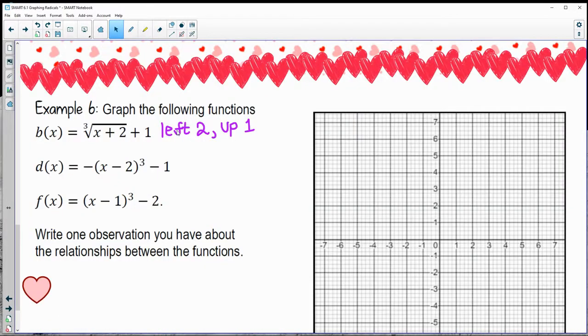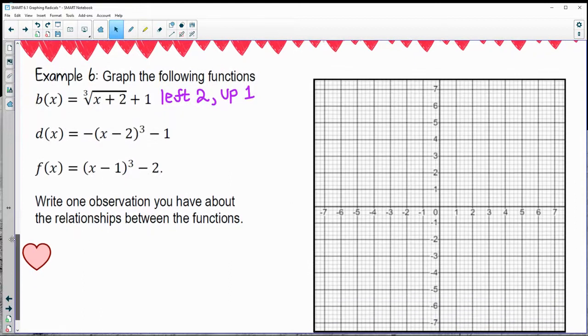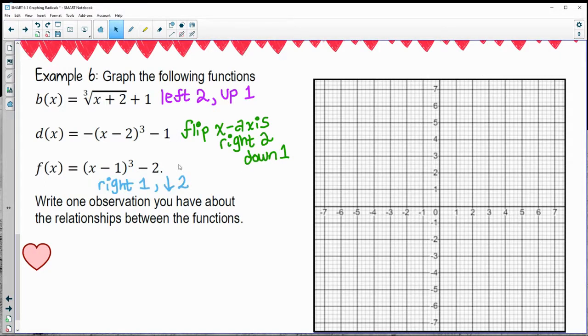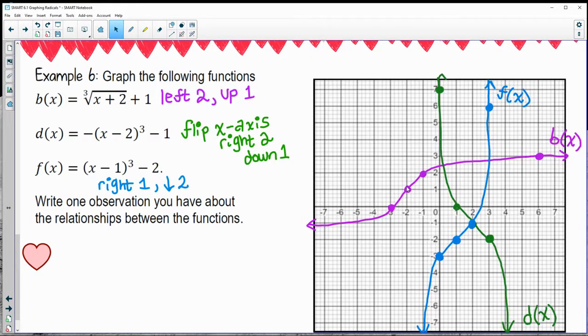So in this one, hopefully you shifted the graph left 2 and up 1. D of x, you had 3 transformations. You had a flip on the x-axis. You should have shifted that one right 2 and down 1. And then finally, f of x, we should have had right 1 and down 2. So hopefully that gave us these 3 different graphs. So we got left. There we are, all 3. And again, these are just sketches. They're not going to be perfect, but the idea is there.